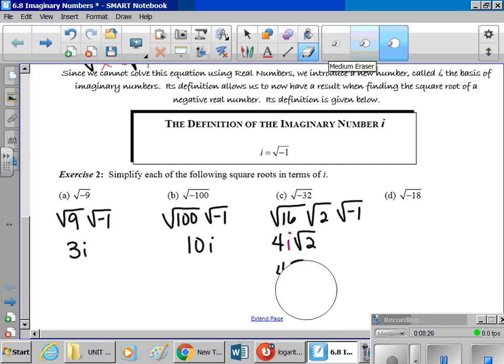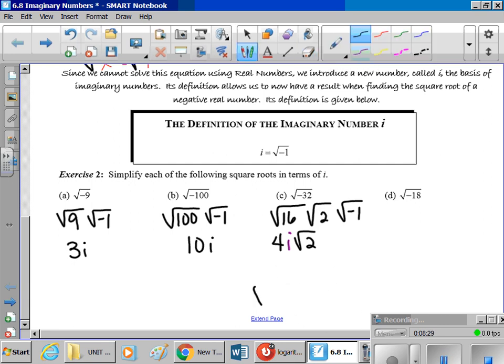We think about it the same way with x's. If you're going to have x times 3, we don't usually write x times 3, we write 3x. It's the same type of thinking. So the last one here is rad 18, which is 9 times 2. So here's our real portion, and here's our imaginary portion. So it becomes 3 rad 2, and the i has to go right there. So far, so good? All right, hope so.